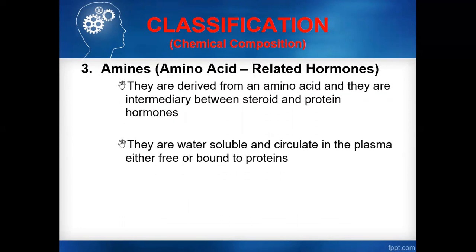Then we have amines or amino acid related hormones. From the term itself, they are derived from amino acid, and they are intermediary between steroid and protein hormones. So they are water soluble and they circulate in the plasma either bound to proteins, or they may circulate unbound. They are freely circulating, not bound to any proteins.